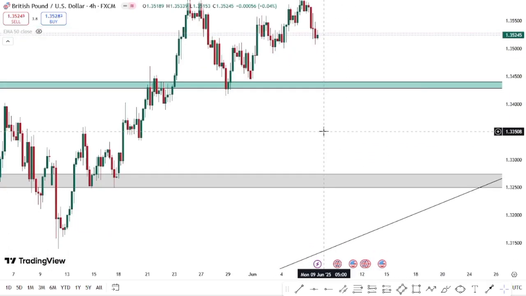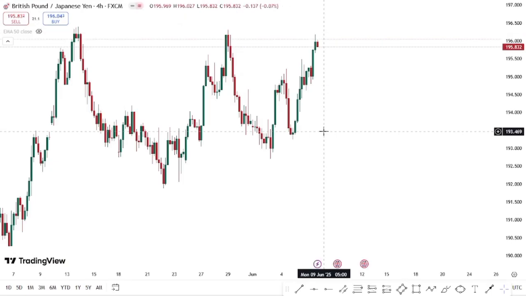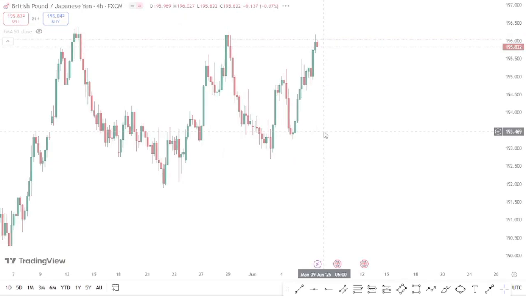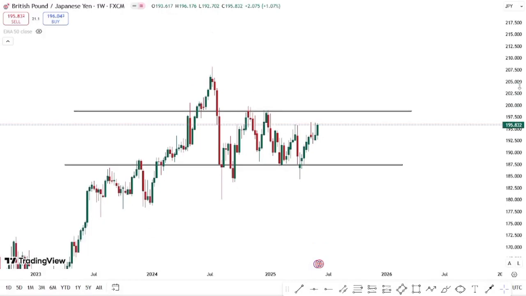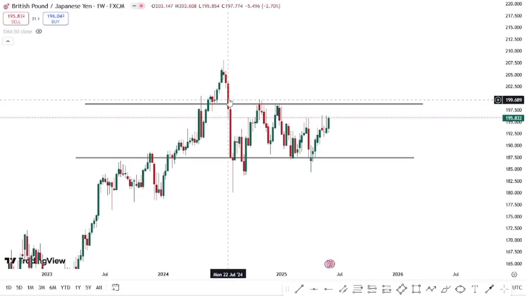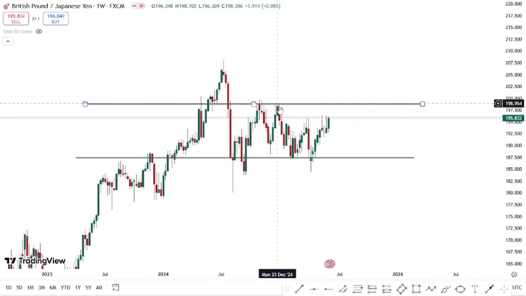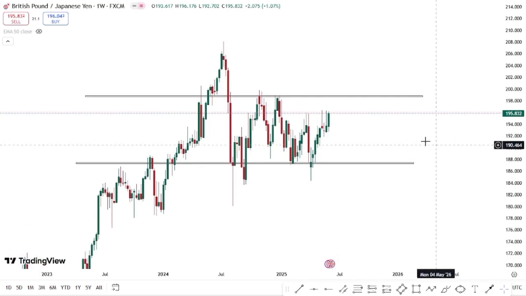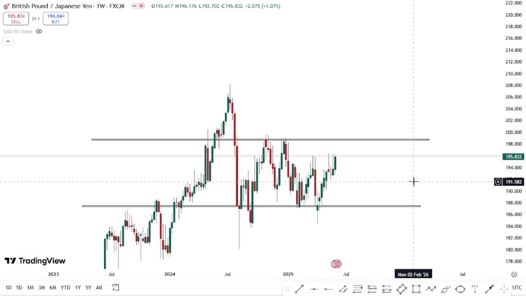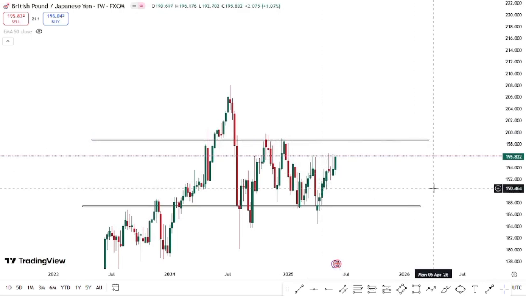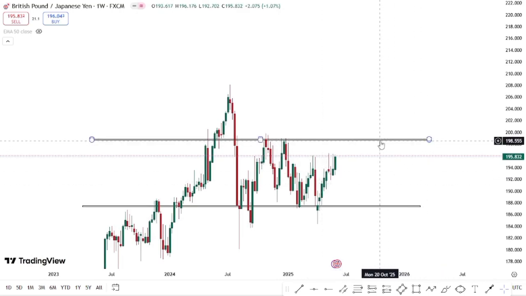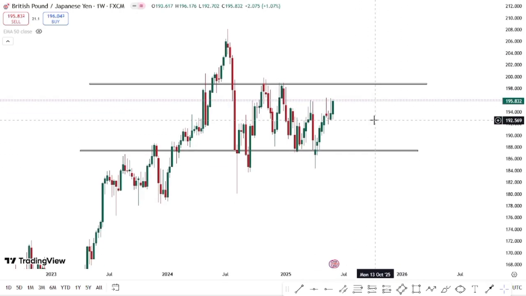Now let us look at the next pair on my list, which is GBP JPY. Now, what is actually happening on GBP JPY? GBP JPY is in a kind of range. Yeah, this is a ranging market that doesn't have any direction. Goes up, comes down, goes up, comes down. Now, without saying much, looking at this market, you can see that the next level target for GBP JPY is at this bar right here, at 198.68.